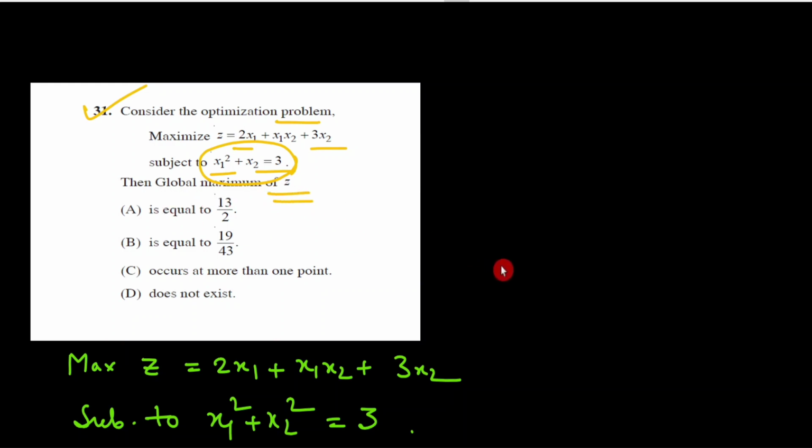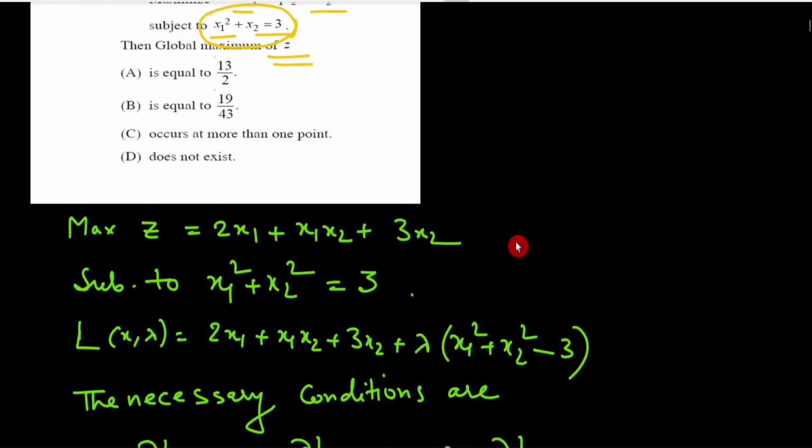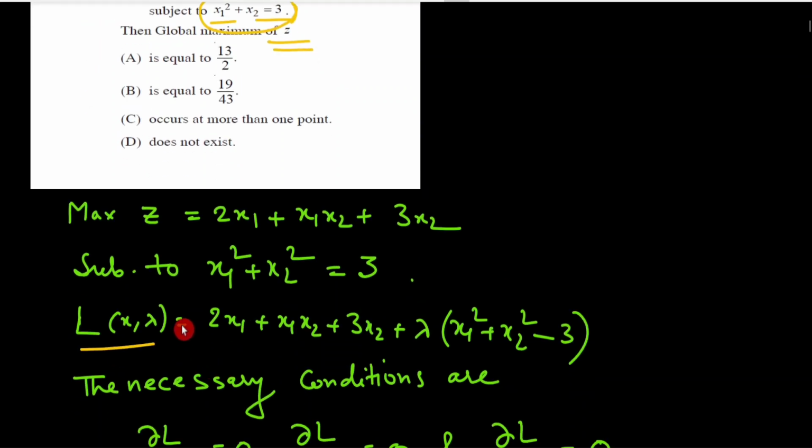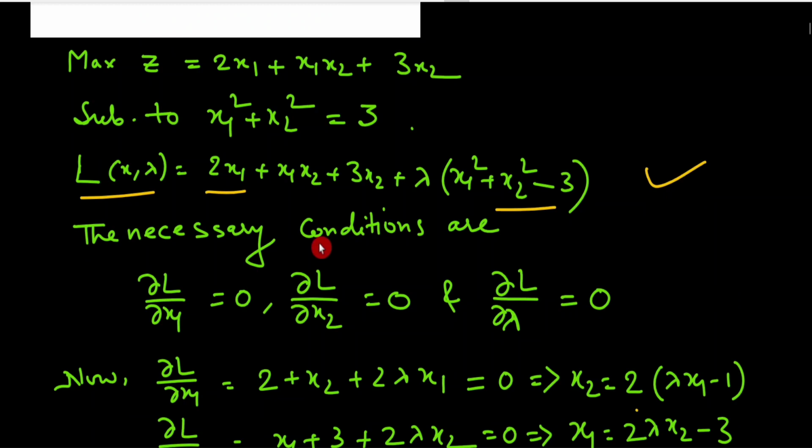Now to solve the nonlinear programming problem, we use the Lagrangian method. So we first form the Lagrangian. Lagrangian L as a function of x and lambda equals 2x1 plus x1 x2 plus 3x2 plus lambda into x1 square plus x2 square minus 3. Now the necessary conditions are del L del x1 equal to 0, del L del x2 equal to 0, and del L del lambda equal to 0.